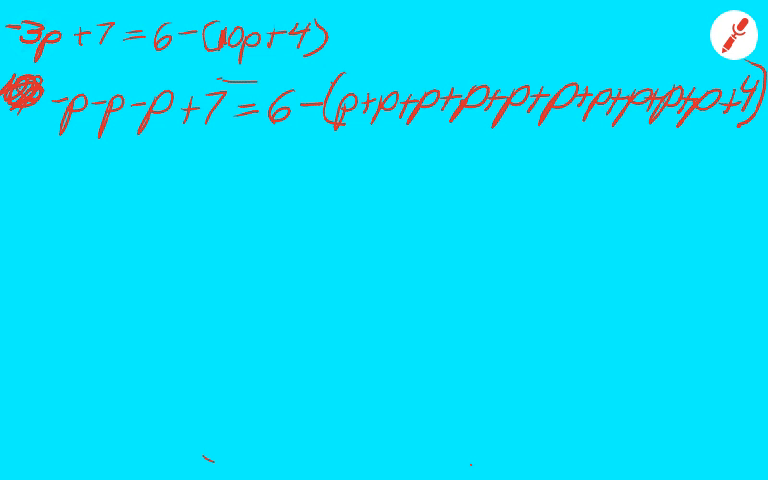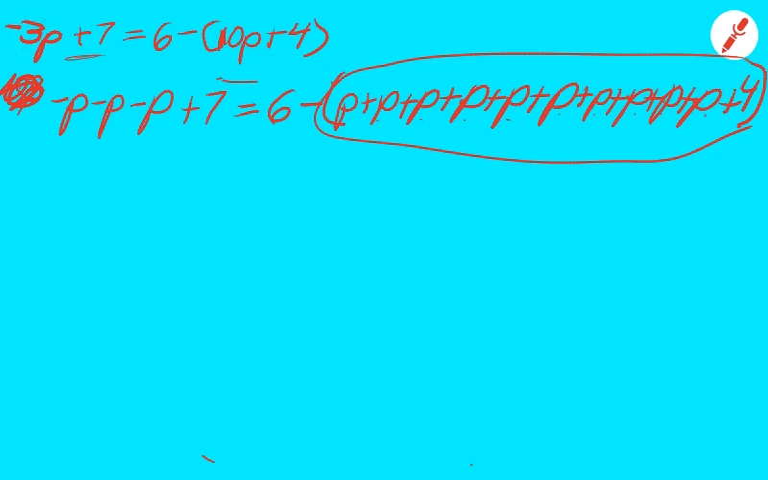Let's make sure I got that right. 1, 2, 3, 4, 5, 6, 7, 8, 9, 10 plus 4. Yes, all right, that's what this says. Negative 3p is negative p minus p minus p plus 7, there's the plus 7, equals 6 minus this whole thing, right there.